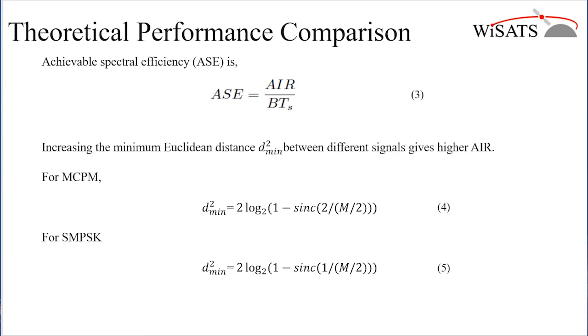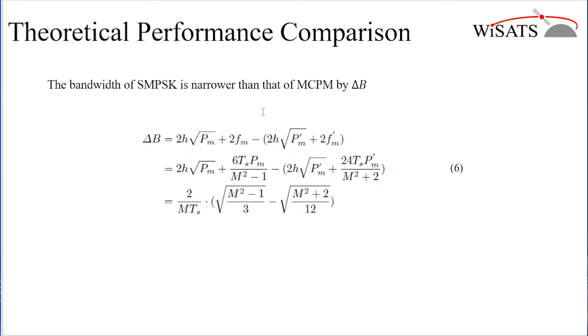Then next we focus on B. We consider that MCPM and SMPSK have the same Ts. Through computation of the two bandwidths, we find that the bandwidth of SMPSK is narrower than that of MCPM by delta B, which is given in equation 6. This result shows that the modulation providing a higher information rate is not necessarily the one providing a narrower bandwidth.